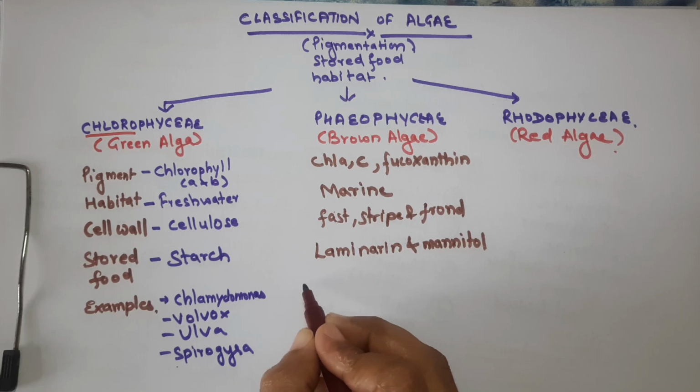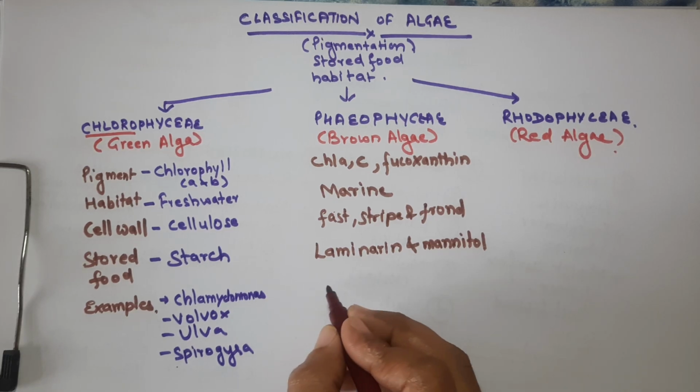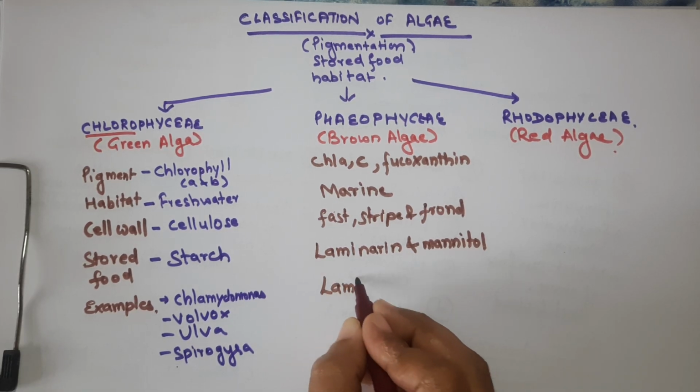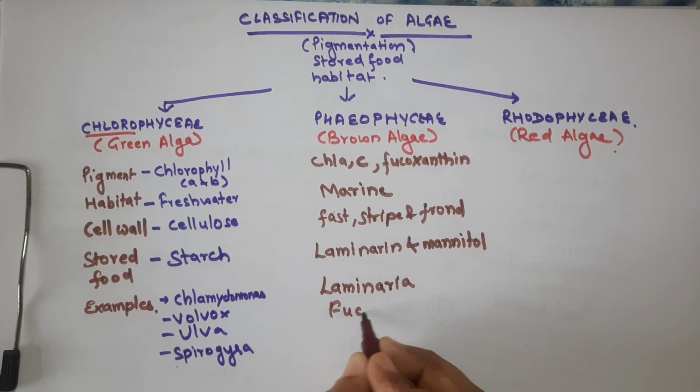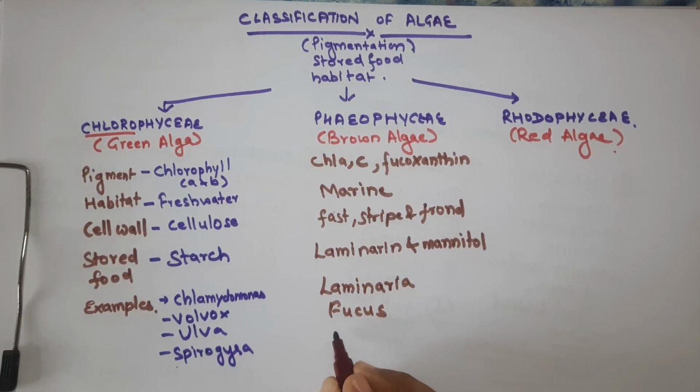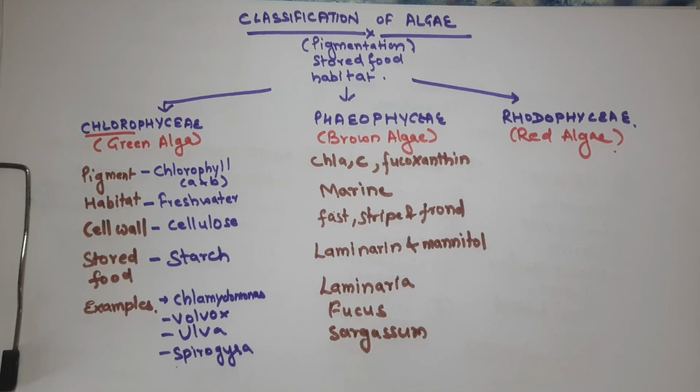If we consider examples of the brown algae, then Laminaria is a brown alga, and there are Fucus and Sargassum. So this is all about the brown algae.